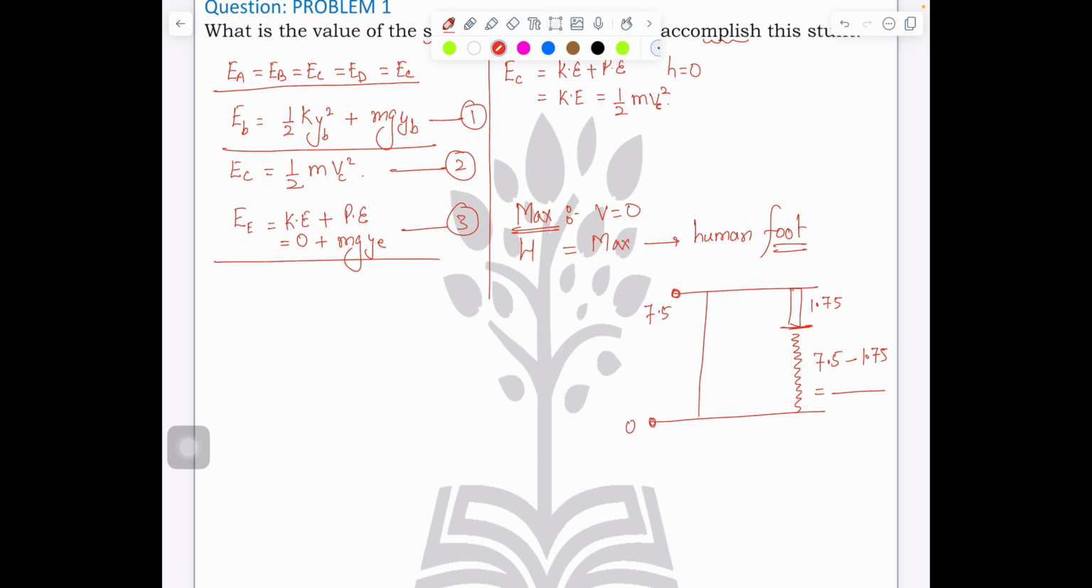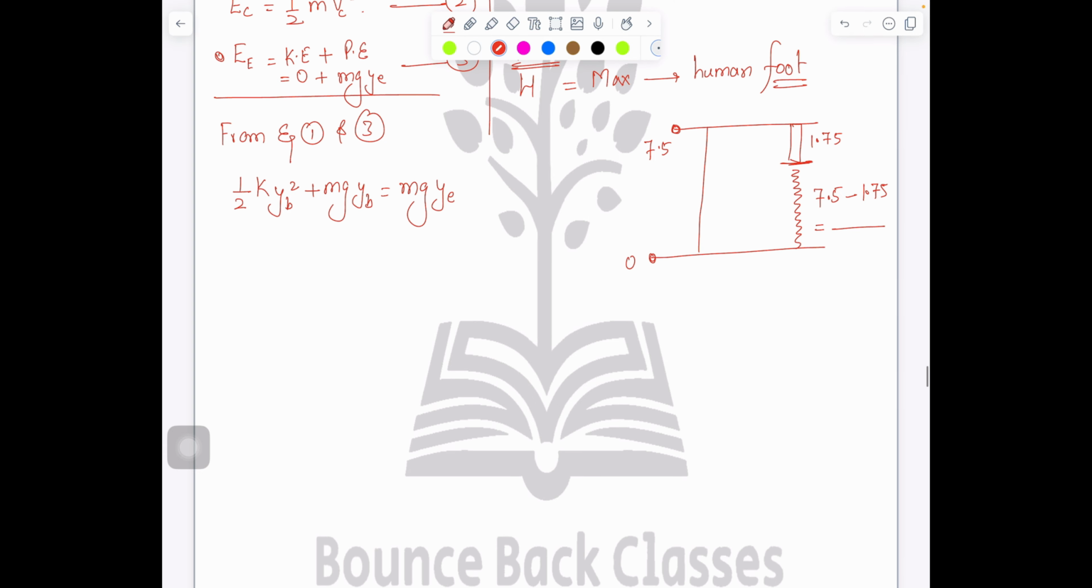Clear? Equation number 1, equation number 2, equation number 3. Now what do we need to solve? We need to solve for k, the value of k. Take equation 1 and equation 3. From equation 1 and 3, what do we get? Half k times yb square plus mgyb equals mgye. Can we place all the values? We need to find k.